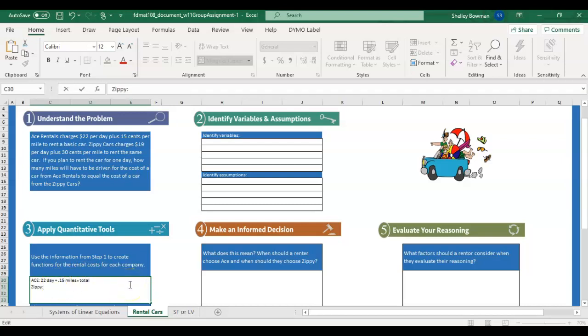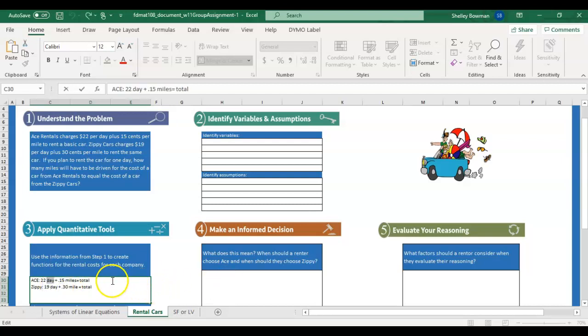For Zippy, they've told us that the Zippy car charge is $19 per day, and then add 30 cents, 0.30 per mile, multiplied by miles, equals the total. There's one thing they did tell us, is that we're only going to be renting these cars for one day. So I can substitute this already with a 1. 1 times 22 is just 22. Same with this one. It's just 1. So I can put that here.